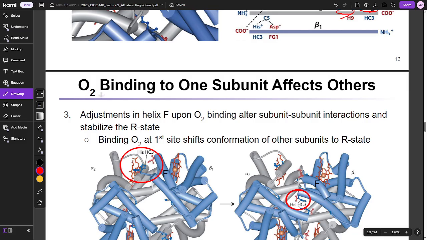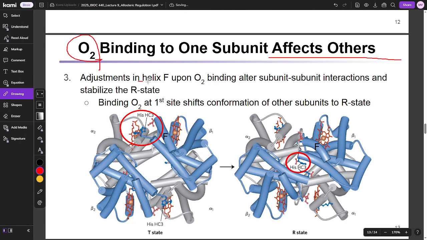And this is the idea of cooperativity. O2 binding to one subunit affects others. So adjustments in helix F, remember we talked about it, when O2 binds, it pulls that helix. And the binding of O2 at the first site shifts the conformation of other subunits to the R state. So look at this, there are 4 different hemes: 1 heme, 2 hemes, 3 hemes, and 4 hemes. Keep that in mind.